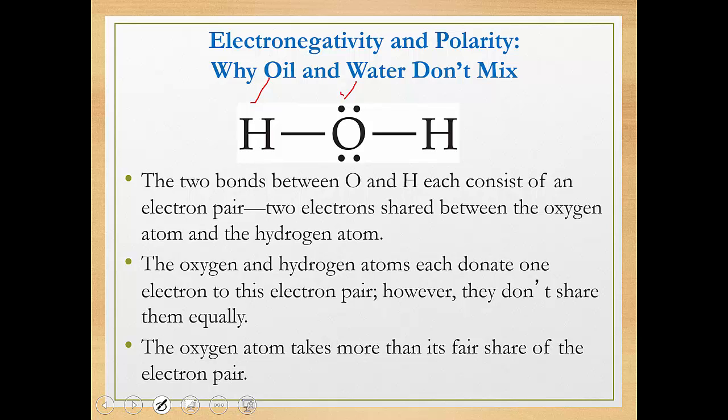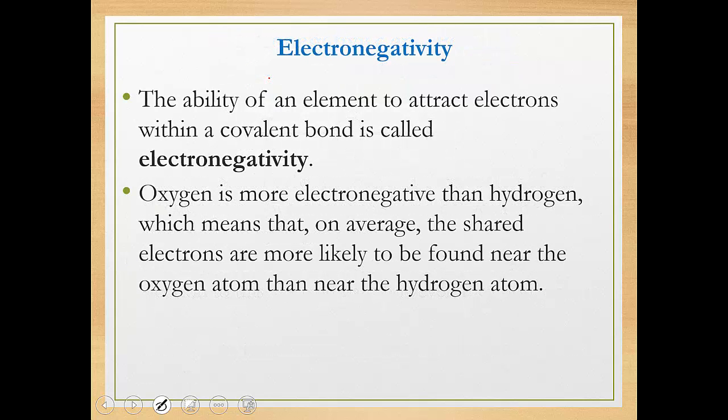Not so much that the hydrogen doesn't really still consider itself as having a duet, but those electrons are closer to the oxygen than they are to the hydrogen. Okay, the reason for that is the electronegativity difference between oxygen and hydrogen. So the ability of an element to attract electrons to itself within a covalent bond is known as electronegativity. Now notice we're only talking about covalent bonds here.